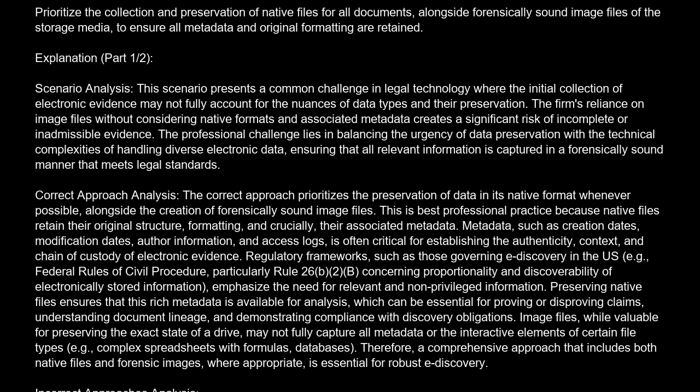Image files, while valuable for preserving the exact state of a drive, may not fully capture all metadata or the interactive elements of certain file types, e.g., complex spreadsheets with formulas, databases. Therefore, a comprehensive approach that includes both native files and forensic images, where appropriate, is essential for robust e-discovery.